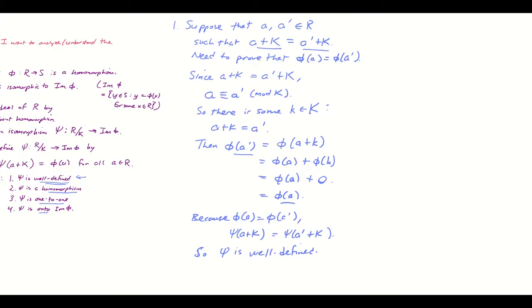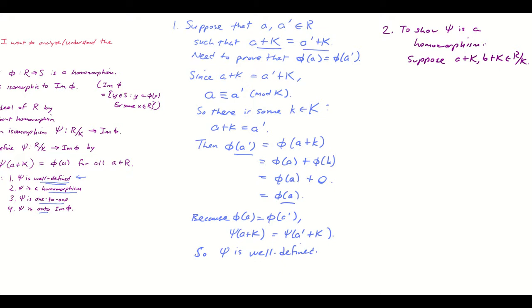Okay, step 2. To show this is a homomorphism, suppose a plus K and b plus K are elements of R mod K. Okay, so anytime I want to show a map's a homomorphism, I need to take two random arbitrary inputs and prove that my map preserves addition of those and preserves multiplication of those. And in this case, the inputs are from R mod K. That means they've got to be cosets.